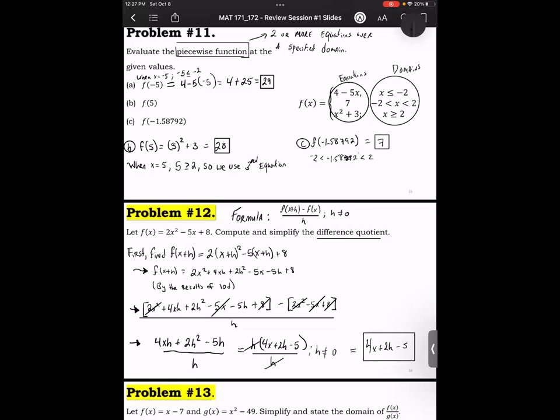How's that? Are there any questions on problem 12? I think this is definitely going to be on your first exam, but it's also on the final.